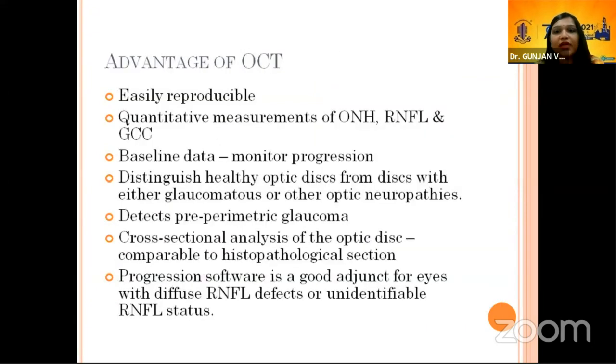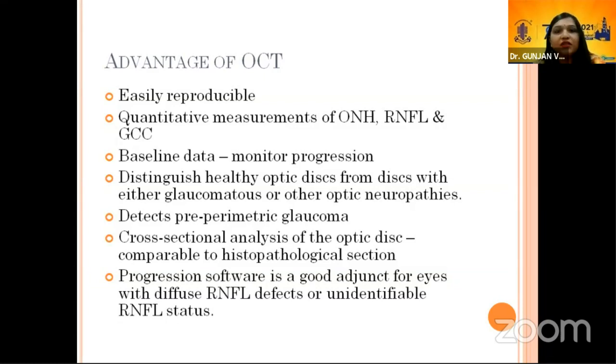So the advantage of OCT is that it is easily reproducible. We can have quantitative measurement of the optic nerve head, retinal nerve fiber layer, as well as ganglion cell complexes. We can have baseline data. So they say that in OCT, a patient works as his own normal. So if you have done OCT today and you do it again after 6 months, years, and regular follow-up, then the patient's data will be his baseline. So we can monitor the progression over the years with the same OCT machine.